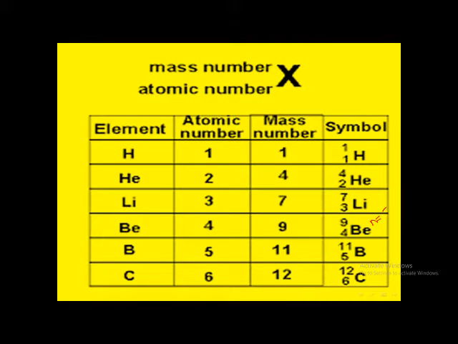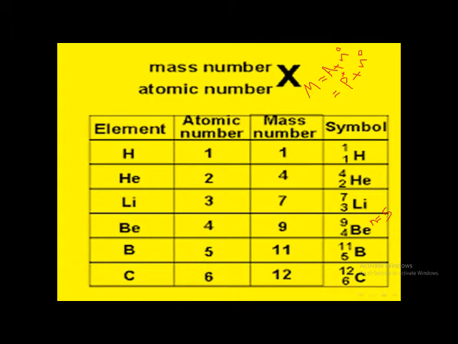In the same way, the rule here is A equals P plus N, that is, the mass number is the same as the number of protons plus the number of neutrons. This represents the protons and the neutrons.